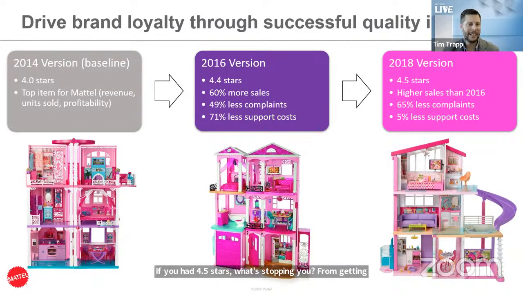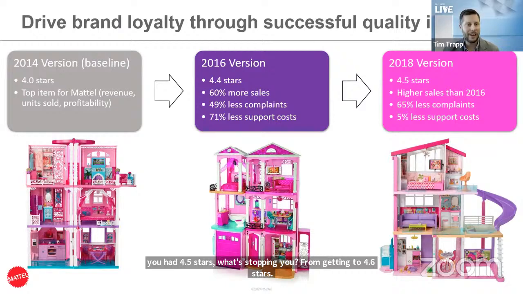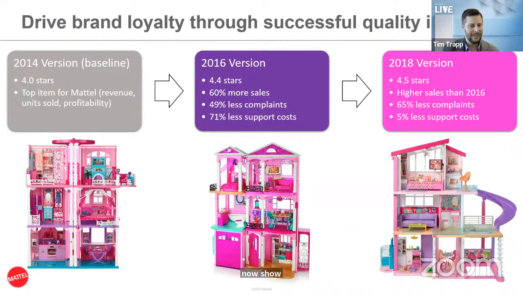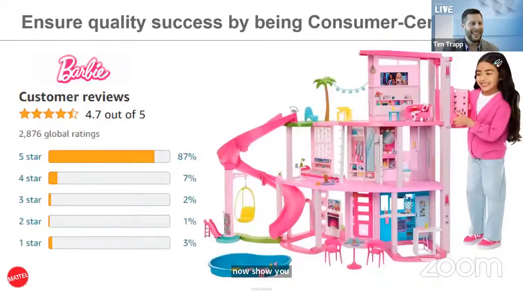The attention to detail and then putting the process in place to make the corrective actions and have them not become repeat mistakes. It works. It works in consumer products. What I want to now show you, there we go, is the current one, 4.7 stars. This is amazing. And I'm going to show you a video of what the product actually looks like now.